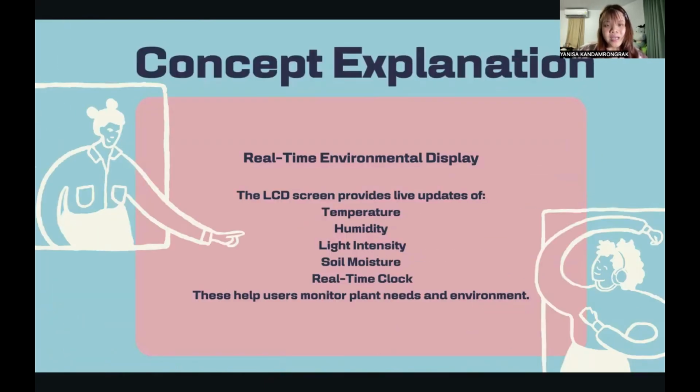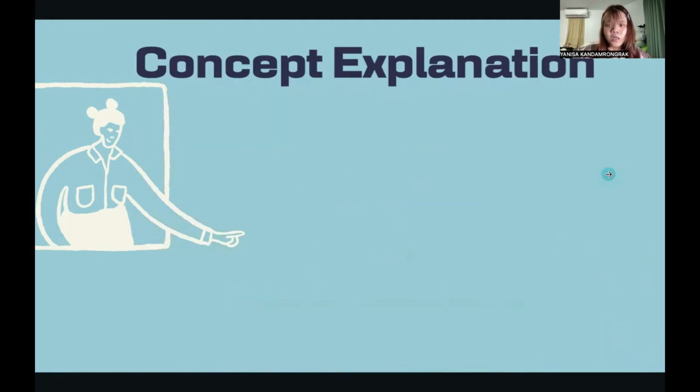And the third one is the real-time environmental display. The LCD screen provides live updates of temperature, humidity, light intensity, soil moisture, and real-time clock, which help the user monitor the plant's needs and environment so that we keep the plant in check.